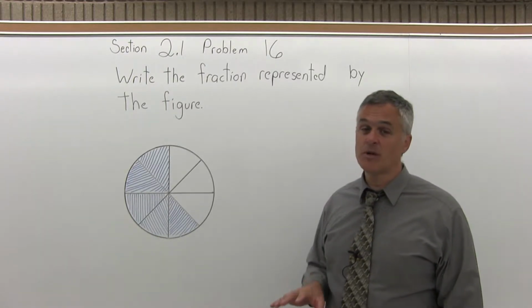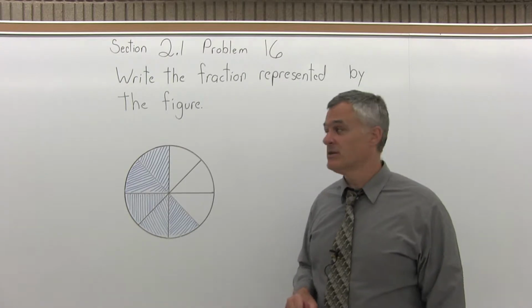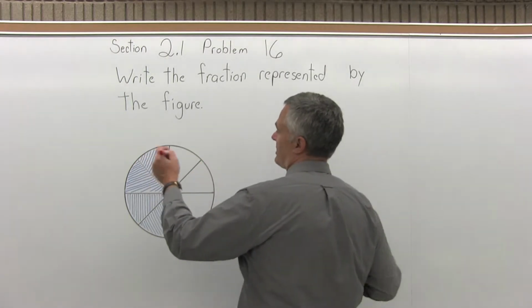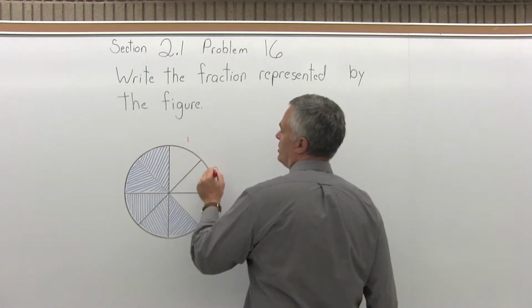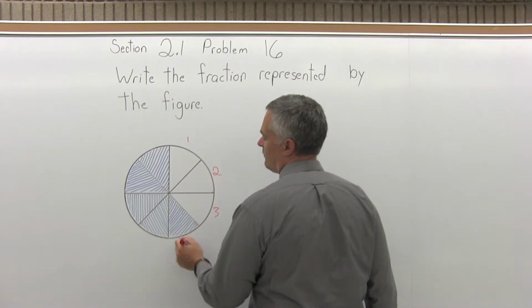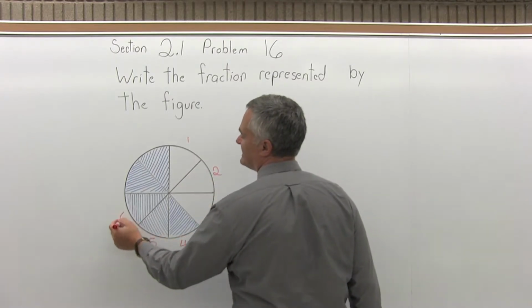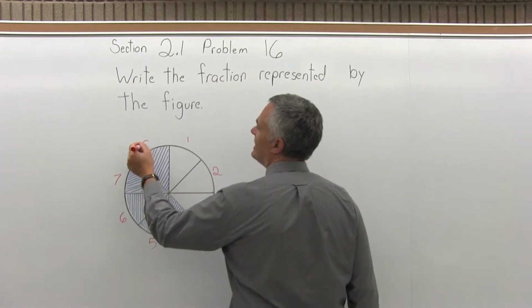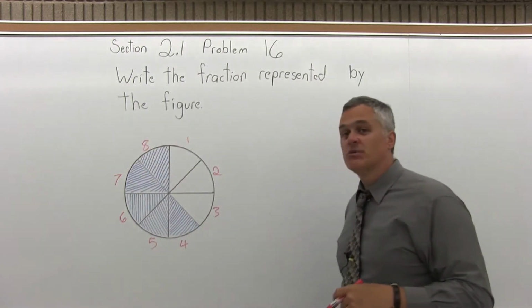So first of all, how many parts is our picture split into? You can just start anywhere and count them up. So we have 1, 2, 3, 4, 5, 6, 7, 8 parts. So our drawing is split into 8 parts.